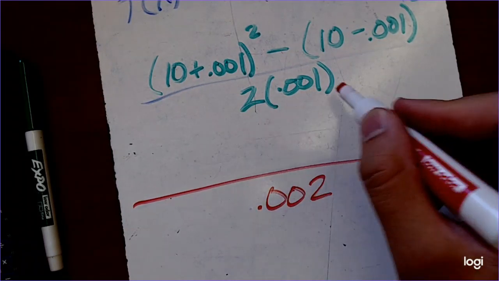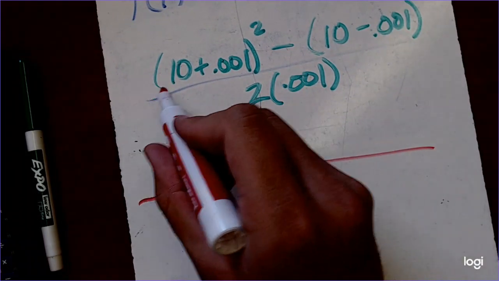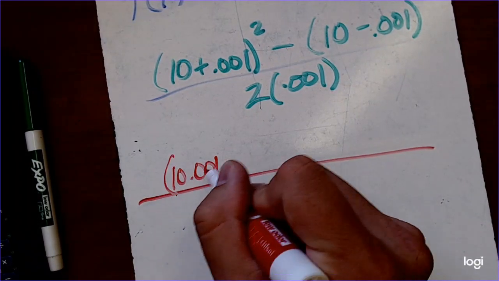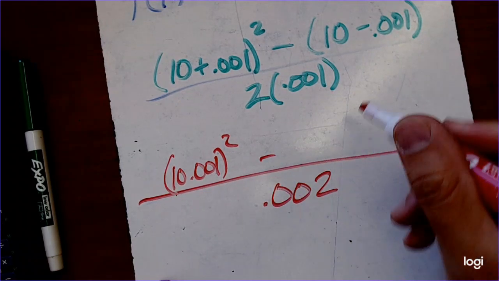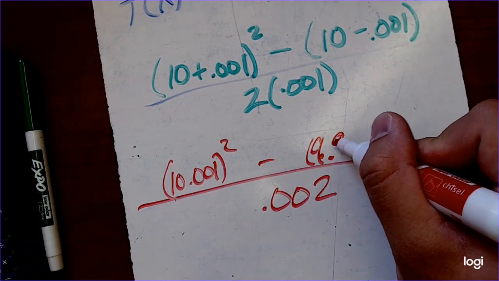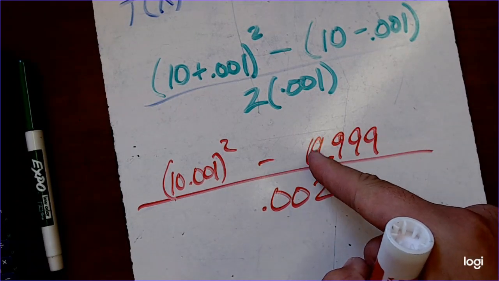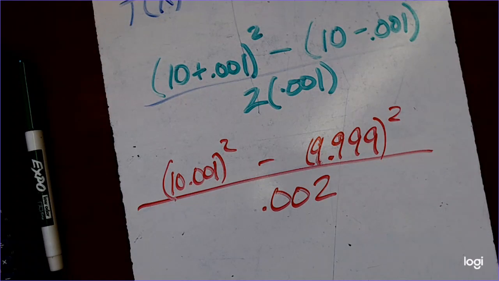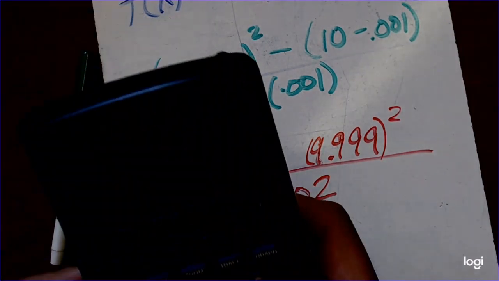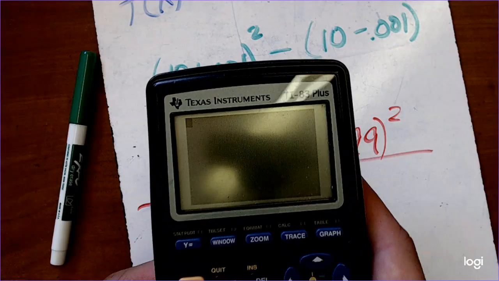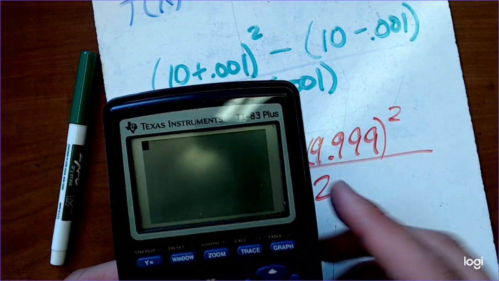So 2 times that is going to be 0.002. This squared is just going to be 10.001 squared, and then minus 9.999 squared, right? And then we can compute this in our calculator. This is not the calculator method of using numerical derivatives. This is just how we would calculate it.